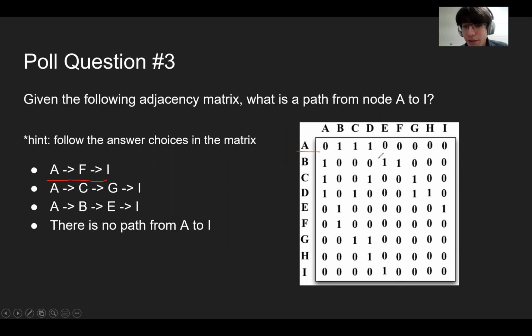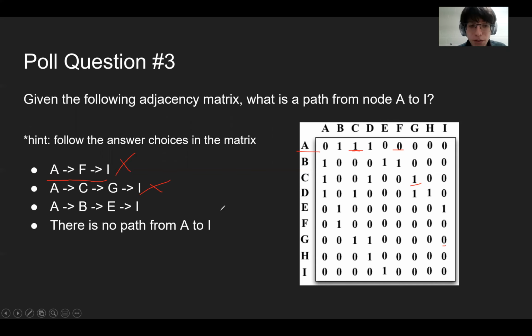So first we're going to check the path from A to F. Is there a path from A to F? There's not, so we can't even do this. Is there an edge between A and C? Yes. Now we go to C to G. Is there an edge between C and G? There is. Now, is there an edge between G and I? There's not. So this is also not right. What about the next one?